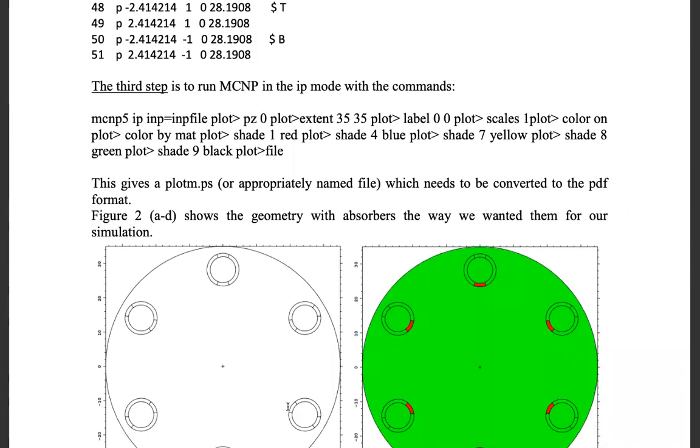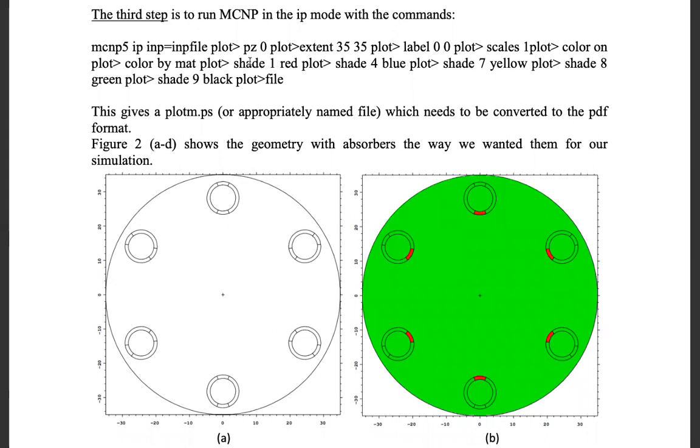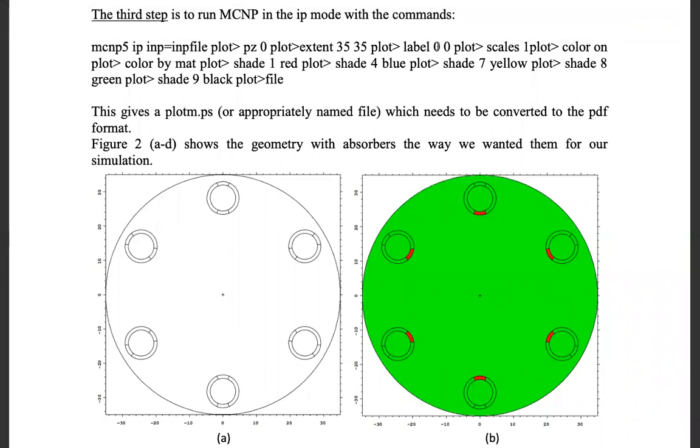So when you've made the surfaces and the planes, the third step is to run MCNP in the input and plot mode. So these are the commands for plotting without running it or processing the cross sections. This is the command MCNP5 IP, input is input file. Then you're asked for inputting your command. So plot, here I plotted the picture perpendicular to the Z axis, extent like it goes 35 centimeters left and 35 centimeters right in this square. It labels the surfaces. When it's 0, 0, it does not label either surfaces or cells.